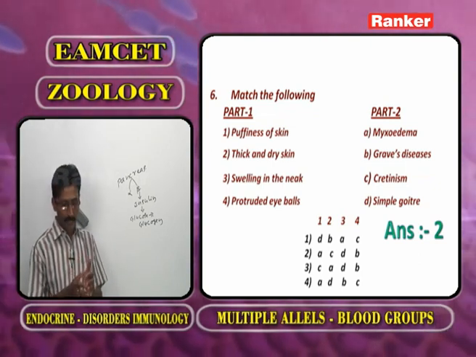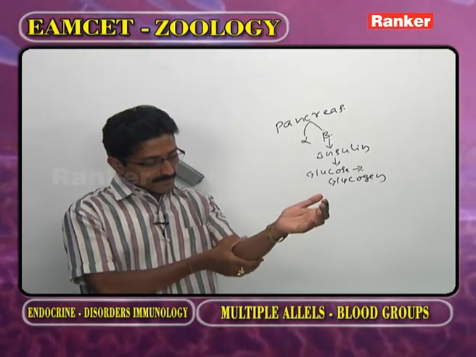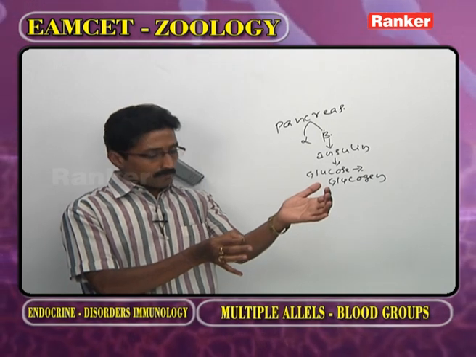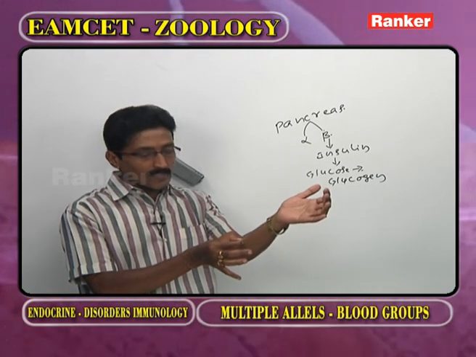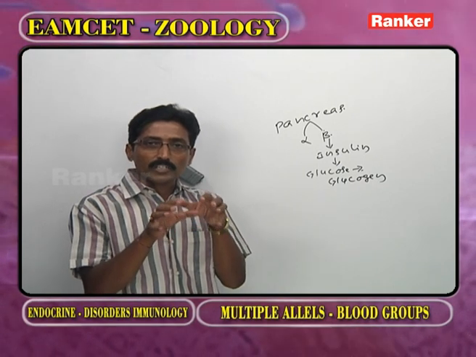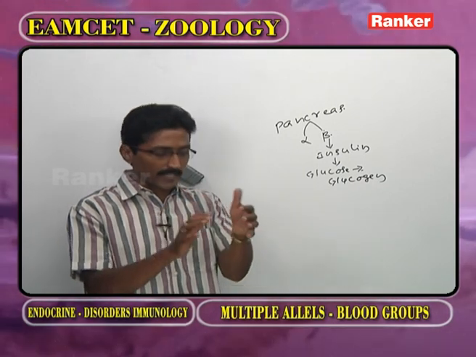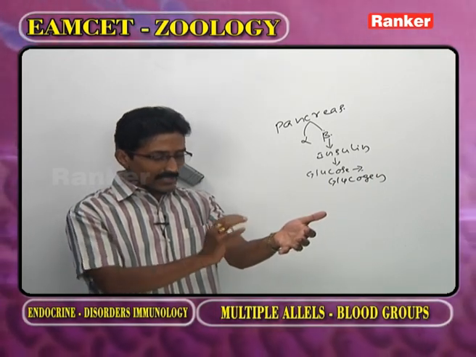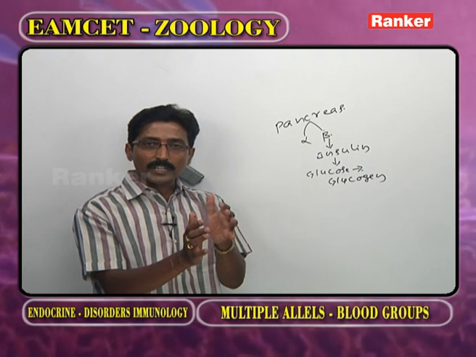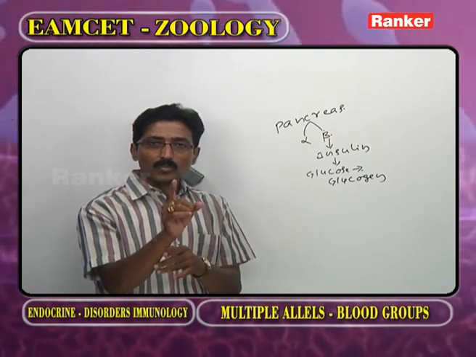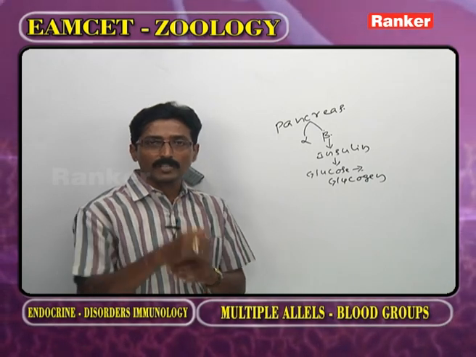Puffiness of skin. As we observe the skin, this part is the outer part of the skin. Below the skin, what is present? The subcutaneous tissue. In the subcutaneous tissue, the tissue fluid is accumulated. So in our body, the skin exhibits swelling. That we call puffiness of skin. This is one symptom associated with myxedema.